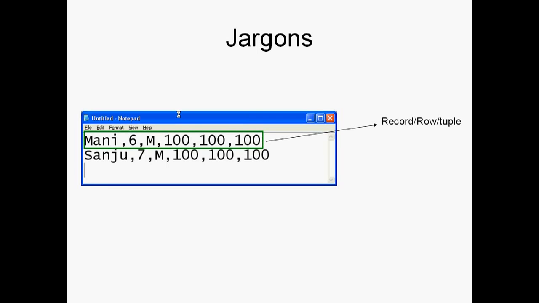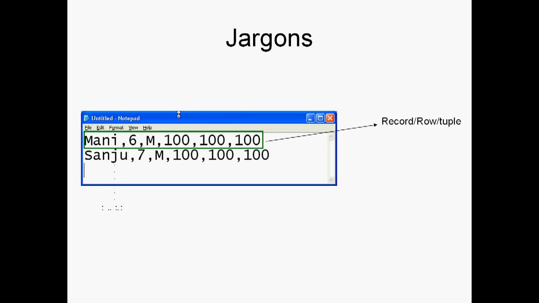Let's go back to the jargons. In IT we have a lot of jargons, right? As I said, a record, a row or a tuple are all the same. It is a single entity, a single row, which stores details about a person.